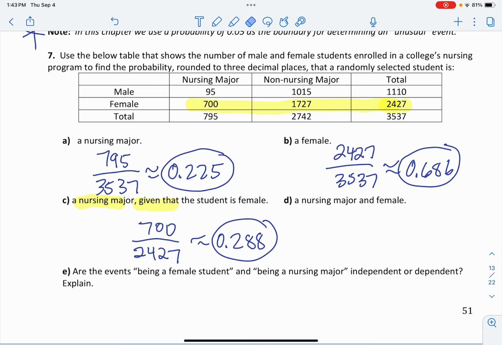Okay. The next one is kind of a new one, right? Because this one we have an and.